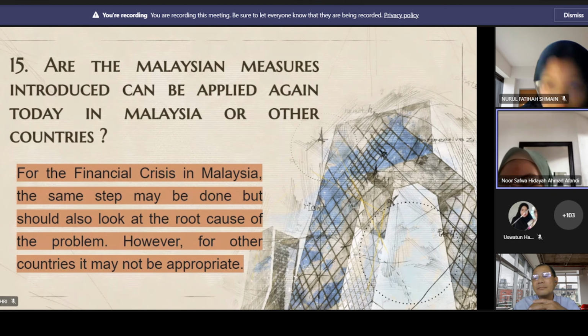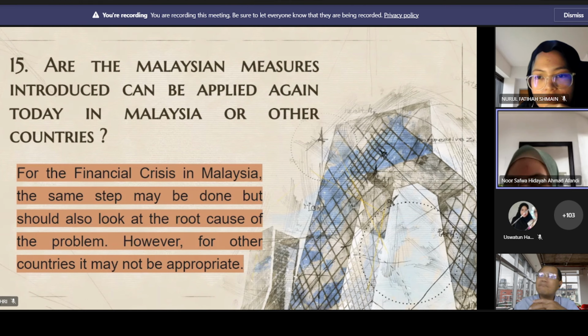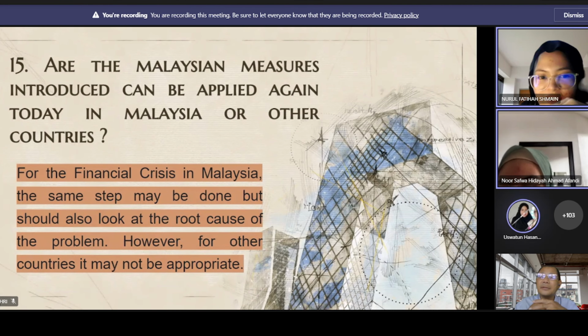We have a question from P9. The question is, what is the main reason this financial crisis happened? I think it is because of the speculators' attack, but would anyone like to elaborate more? My group member. I will.